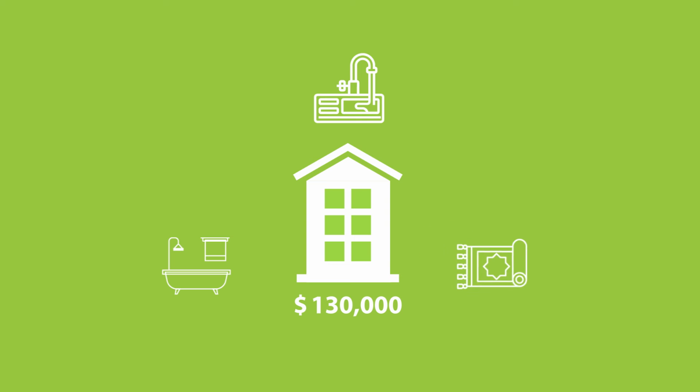Jerry's latest project is a single-family home that he purchased for $130,000. After upgrading the kitchen, bathrooms, and carpet throughout the house, Jerry calculated that he spent $20,000 total on renovations. After the renovations were complete, Jerry listed the house and sold it for $200,000.